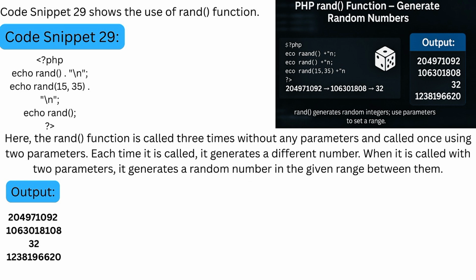So, to summarize, Code Snippet 29 demonstrates that each time you call the rand function, you get a new random number. When used without parameters, it generates a random integer based on system limits. And when used with 2 parameters, it produces a random number between the 2 values you specify.